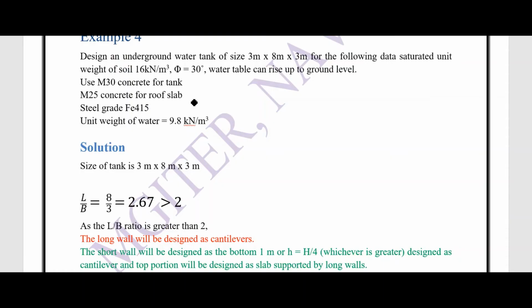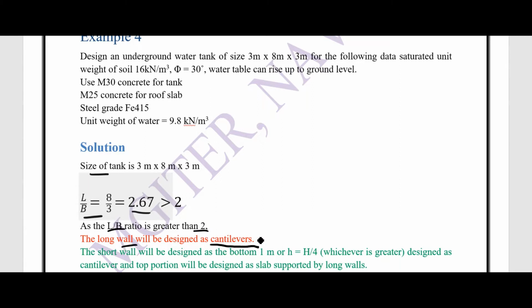Same example here. Now first of all we have to calculate the L by B ratio. L by B ratio is 8 by 3, so 2.67. That means the L by B ratio is greater than 2. So the long wall will be designed as a cantilever.